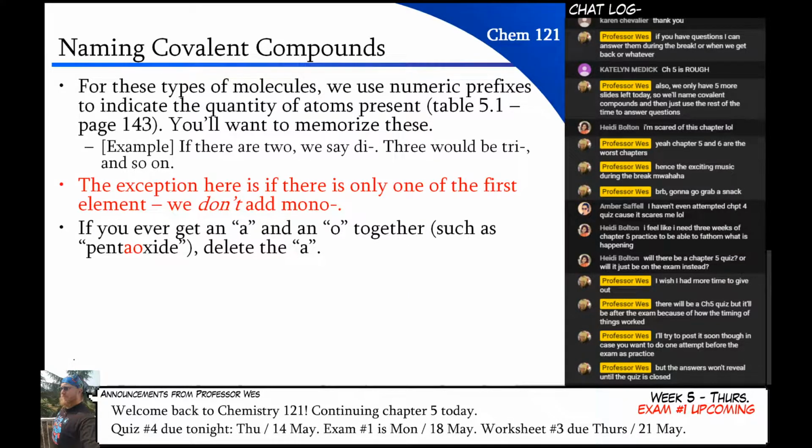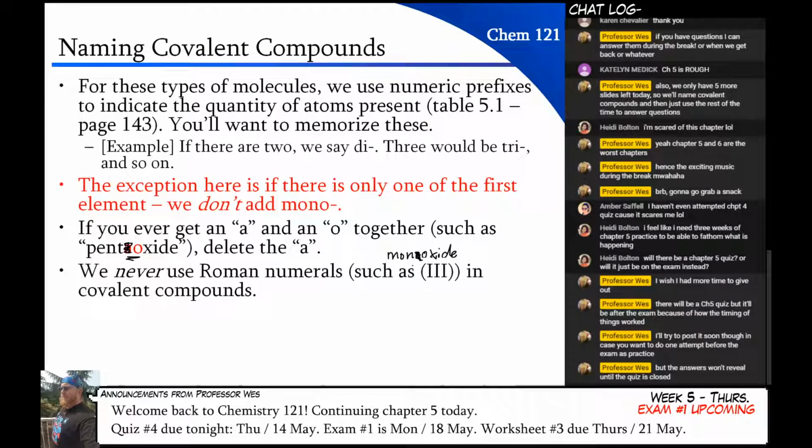If you end up with a weird spelling combination where you get an A and an O together, the way that we fix it is we delete the last letter on the prefix to get pentoxide. This also happens if you get 2 O's together. We don't go mono-oxide, we just get rid of this O here, and you say monoxide. That is a deleted character and not a space. And then finally, never, never, never Roman numerals in covalent compounds. So you should never have a Roman numeral because you never are counting the charge on something. Covalent compounds don't have charges, so they don't get Roman numerals.